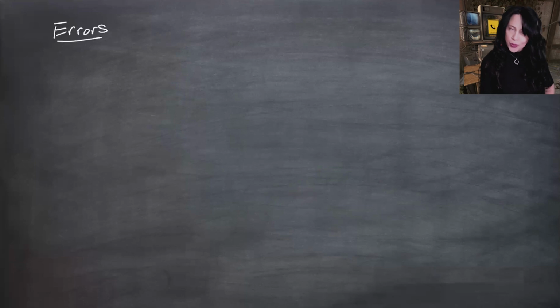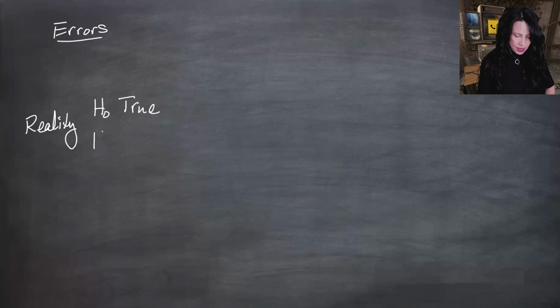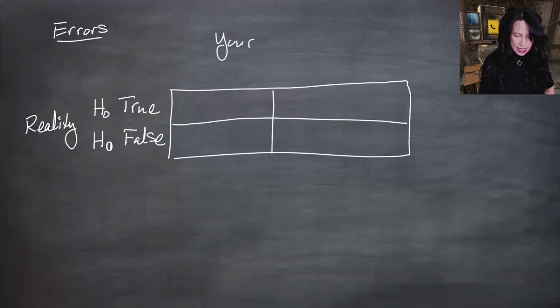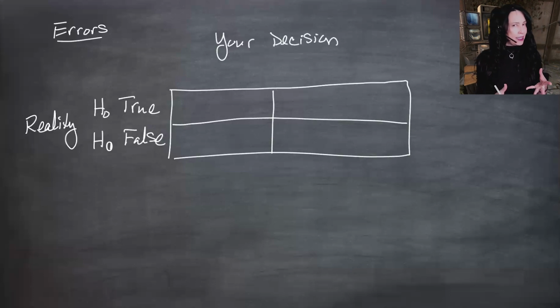So recall that we had errors in hypothesis testing, which again has nothing to do with you or your abilities, but I made a 2 by 2 table with reality over here, and the reality is that the null hypothesis is true, and the other reality is that the null hypothesis is false. Then you make a decision. So over here, I'm going to put your decision. You either are sticking with the null hypothesis or rejecting it for the alternative.